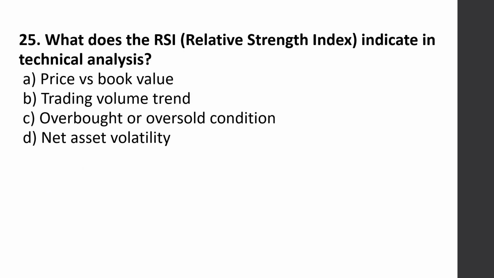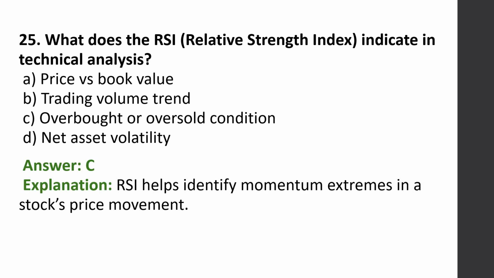Next question. What does the relative strength index indicate in technical analysis? Option A, price versus book value. Option B, trading volume trend. Option C, overbought or oversold condition. And option D, net asset volatility. Correct answer is option C, overbought or oversold condition. It helps identify momentum extremes in a stock price movement.